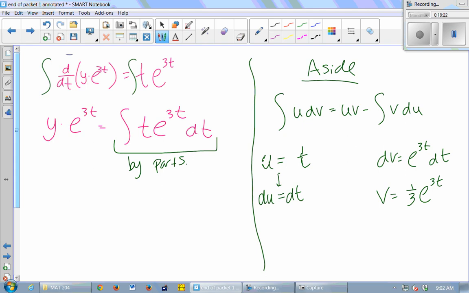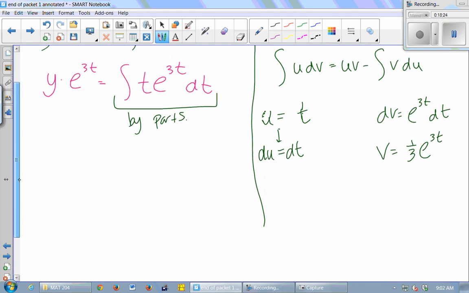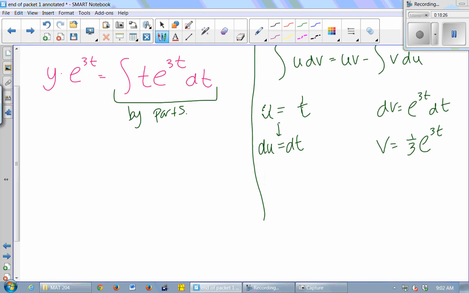And then we plug into the formula for by parts. So u times v would be t times 1/3 e to the 3t minus the integral of v du. So that's minus the integral of 1/3 e to the 3t dt.